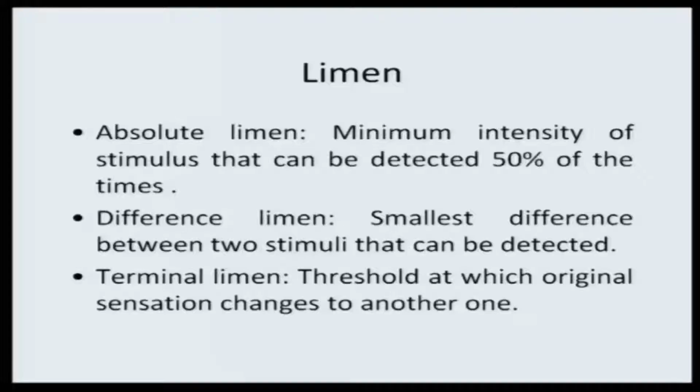So, whenever you have absence and presence of the stimuli, you should be able to detect it half of the time. Okay. Now, difference Limen is the smallest difference between two stimuli that you can detect. And then comes the terminal Limen, where the threshold changes to the extent that you do not consider the perception to be exactly what you thought it initially was. The nature of the sensation changes.